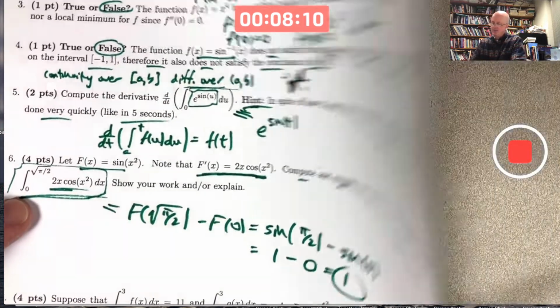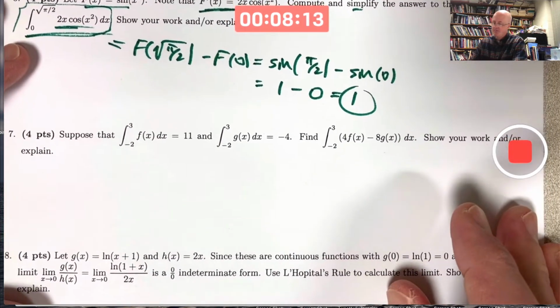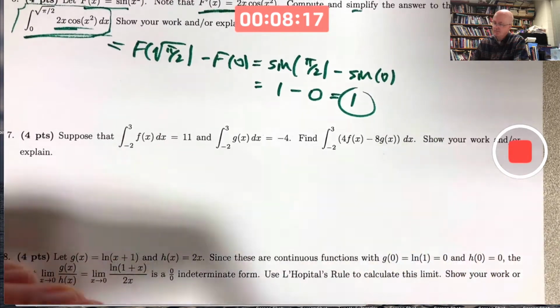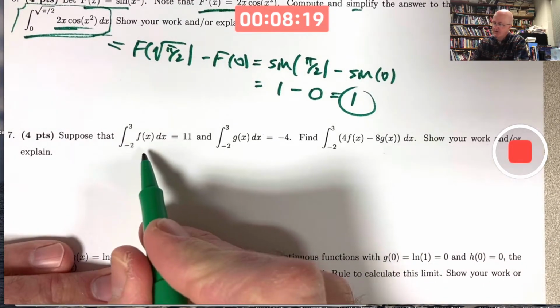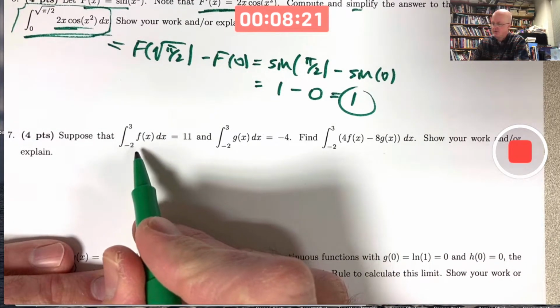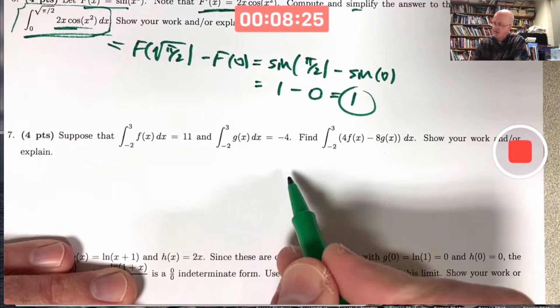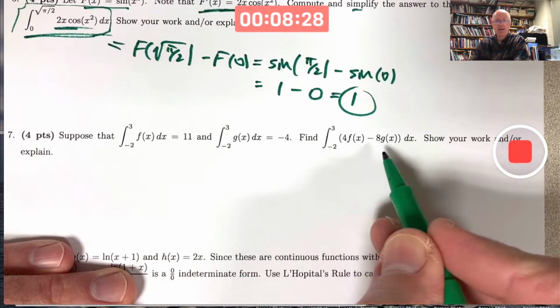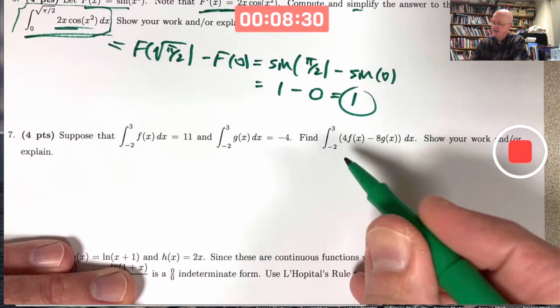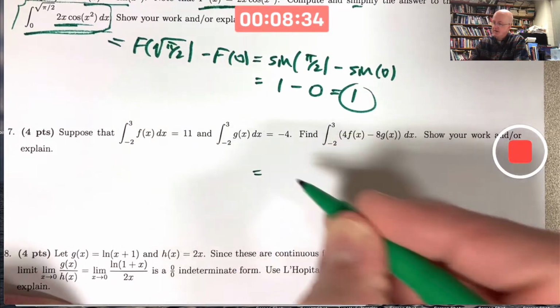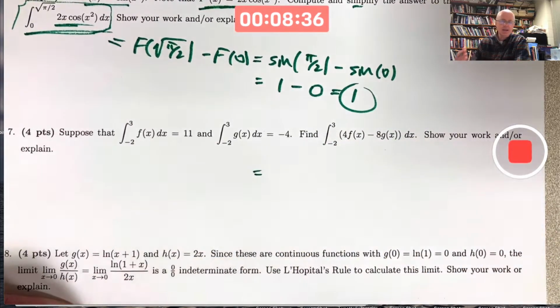On to the next problem, an abstract problem using properties of integrals here. We're supposing that the integral of a given function f from -2 to 3 is 11, and of another function g from -2 to 3 is -4. Find the integral of this linear combination of those two functions. That's just a matter of using properties of integrals. Integrals like this are linear.